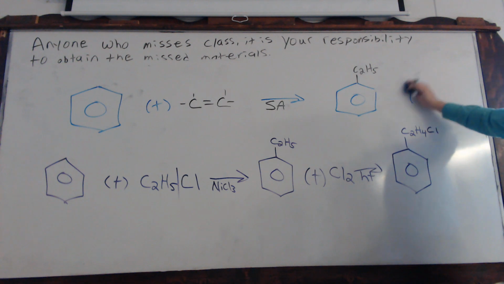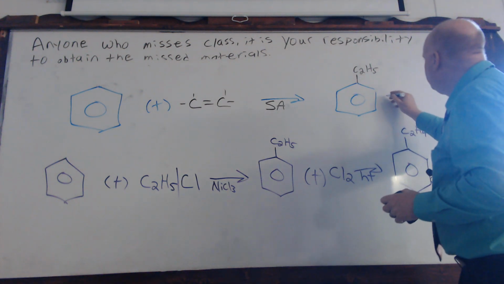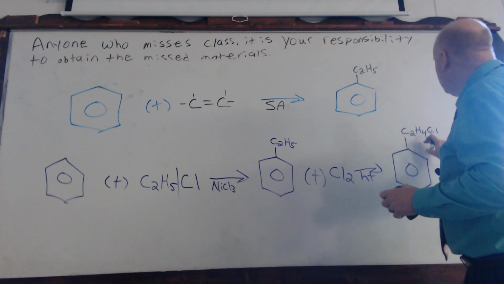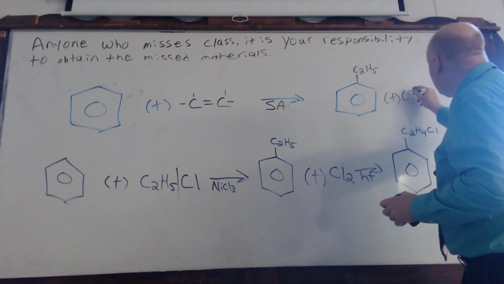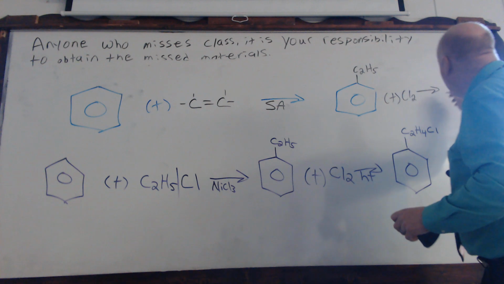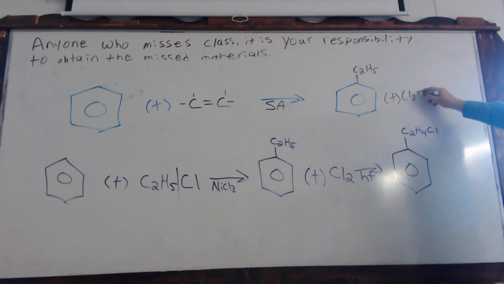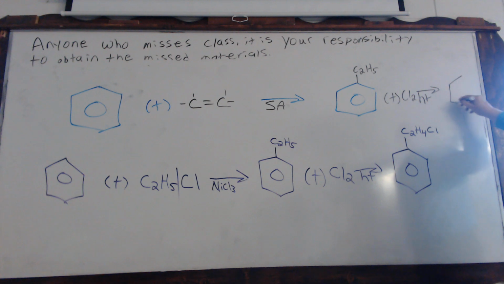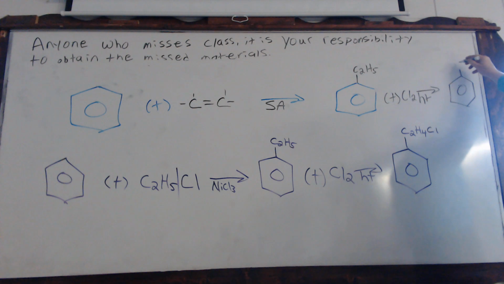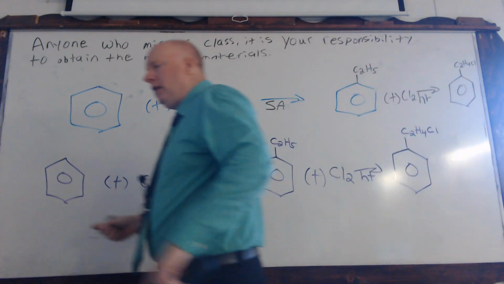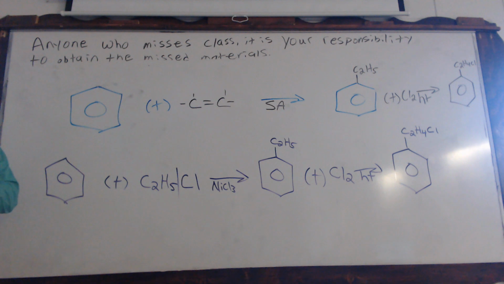Then our final step, if we want to get this molecule down here, we're going to chlorinate it again. Add what to it? A little more heat. Okay. So in this case, remember it's not C2H5Cl, it's C2H4Cl. Okay. So this is two different ways to get to the same product on there.